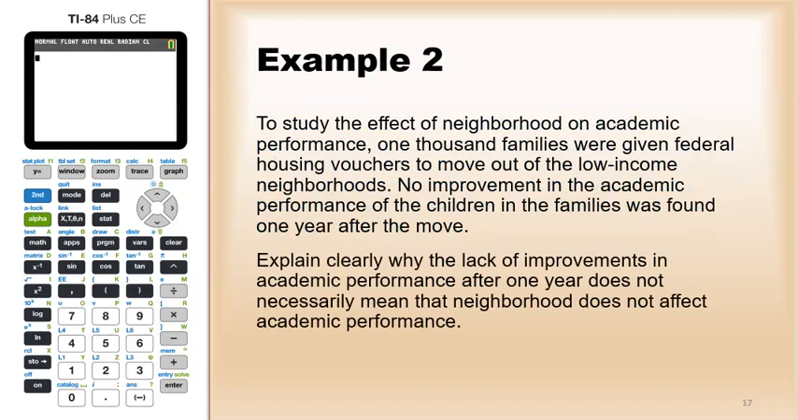All right. To study the effect of neighborhood on academic performance, 1,000 families were given federal housing vouchers to move out of the low-income neighborhoods. No improvement in the academic performance of the children and the families was found 1 year after the move. So explain clearly why this lack of improvement in academic performance after 1 year does not necessarily mean that neighborhood does not affect academic performance.